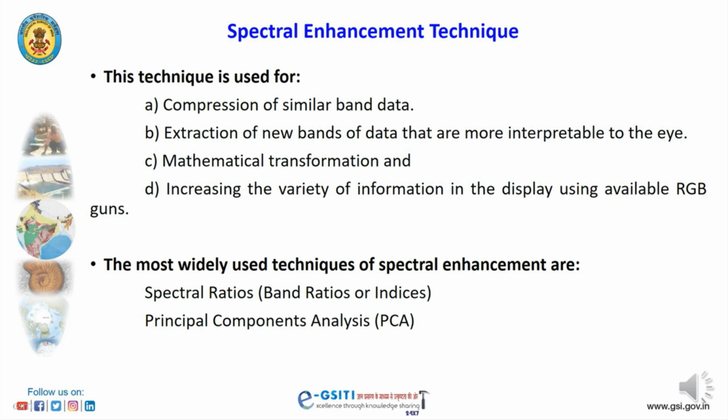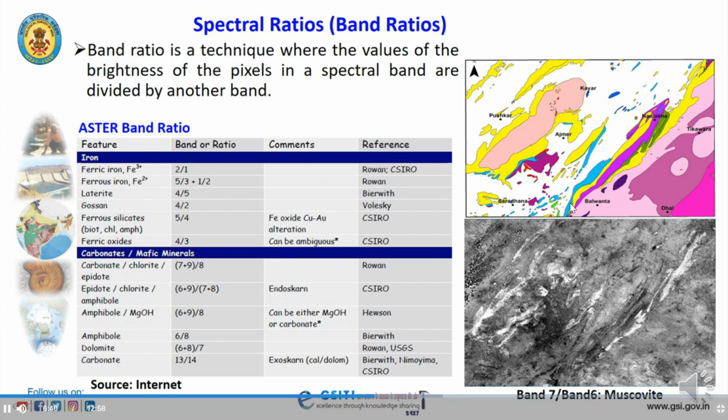The most widely used techniques for spectral enhancement are spectral ratios or band ratio, sometimes called indices. Second is principal component analysis. Spectral ratios: band ratio is a technique where the values of the brightness of the pixels in a spectral band are divided by another band. Means the band which has the highest reflectance will be divided by the band which has the maximum absorption. That is called band ratio.